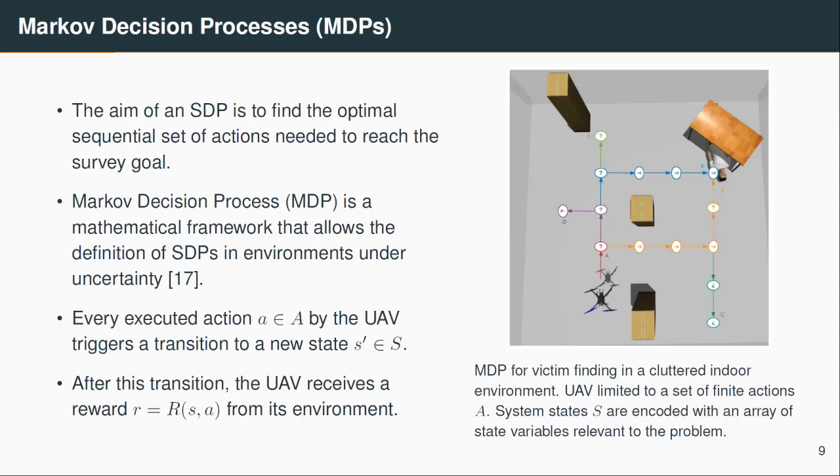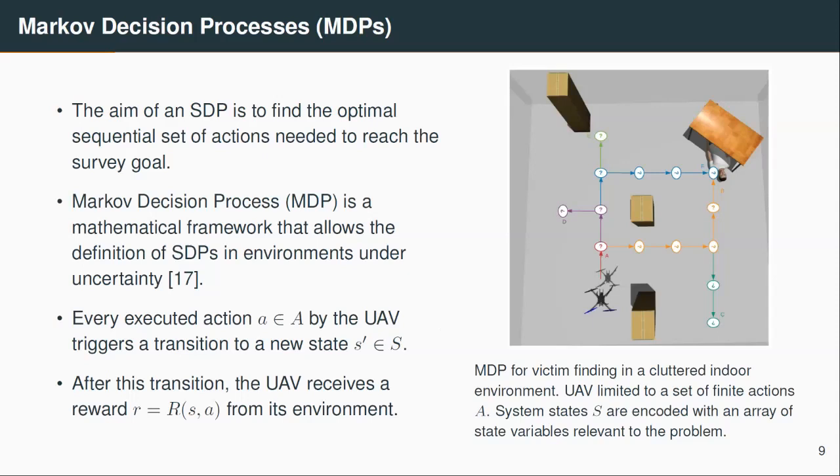The aim of a sequential decision process, or SDP, is to find the optimal sequential set of actions needed to reach the survey goal. So in this illustration, for example, the goal of the UAV is to explore the environment, avoid colliding with these obstacles, and find the victim.